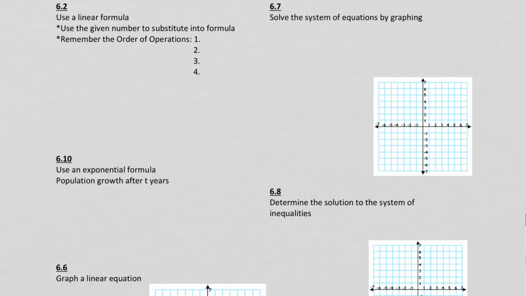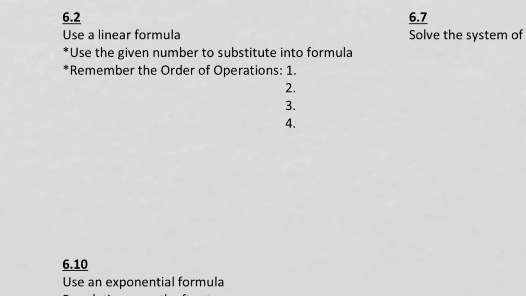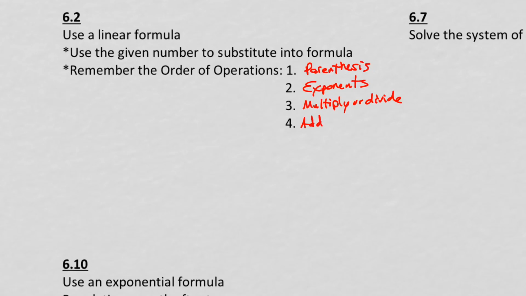Okay, let's take a look at chapter 6. We're going to start with 6.2, which uses a linear formula. We're going to use a given number to substitute into the formula, and then just remember the order of operations, okay? So remember that there's parentheses first, then you do exponents second, then you multiply or divide, whichever one comes first, and then you add or subtract, whichever one comes first, from left to right.